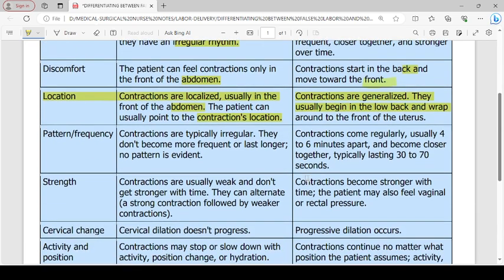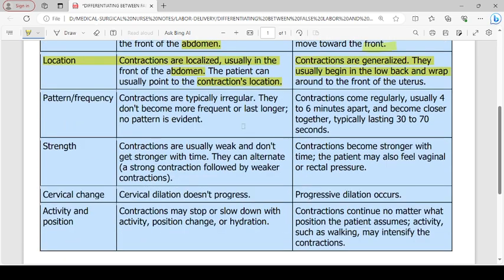In terms of pattern or frequency, contractions in false labor are irregular. They don't become more frequent or last longer. So there's no pattern that is evident here. This is different from early labor, where contractions come regularly, usually 4 to 6 minutes apart, and become closer together, typically lasting 30 to 70 seconds.